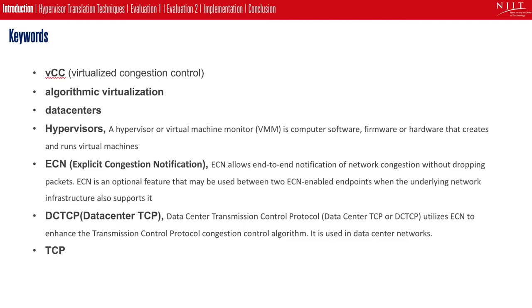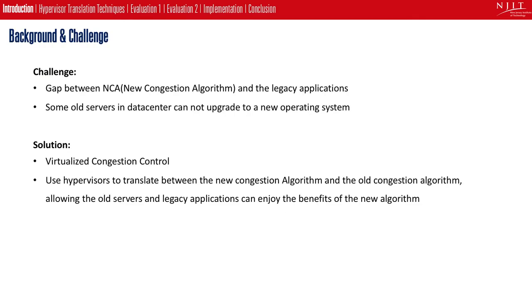DCTCP, which means Data Center TCP, Data Center Transmission Control Protocol, utilizes ECN to enhance the transmission control protocol congestion control algorithm. It is used in data center networks. And TCP congestion control algorithms are updated and advanced day by day. It is important for the reliability of the internet, especially for data centers.